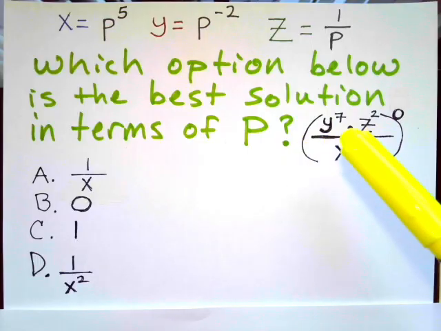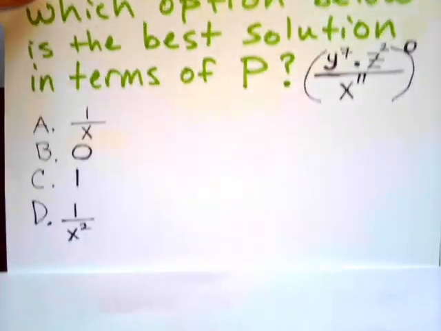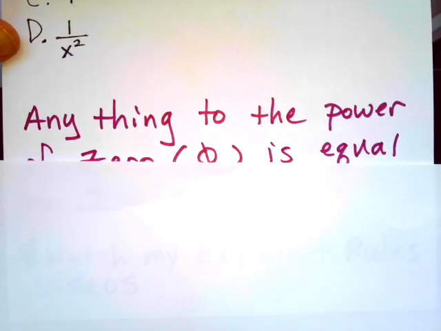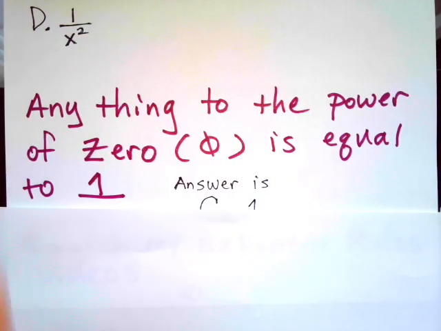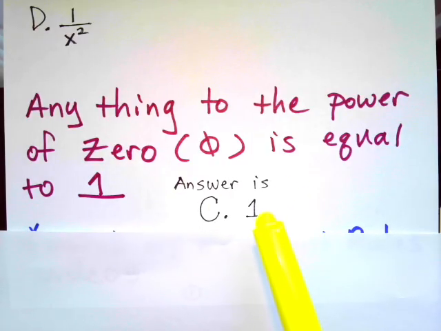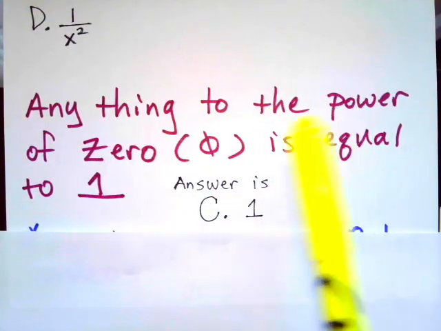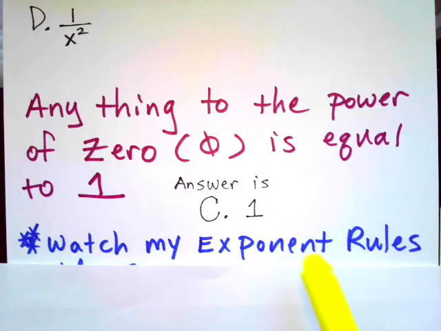We have y to the 7th power times z to the 2nd power divided by x to the 11th power, raised to the power of 0. Ooh. This is a big clue. Anything to the power of 0 is always going to be equal to 1. So the answer here is C. The answer is C, 1. Again, anything raised to a power of 0 is equal to 1. Right? So the answer is C.